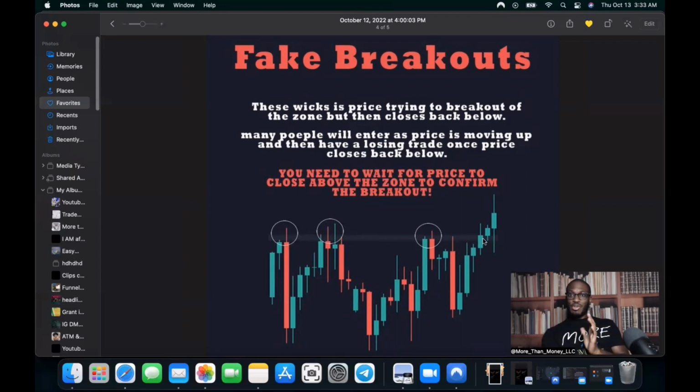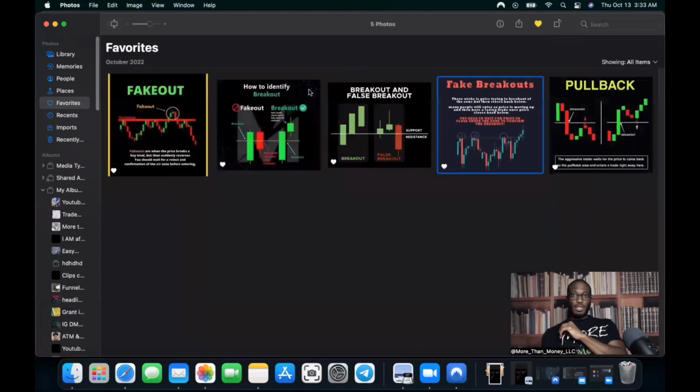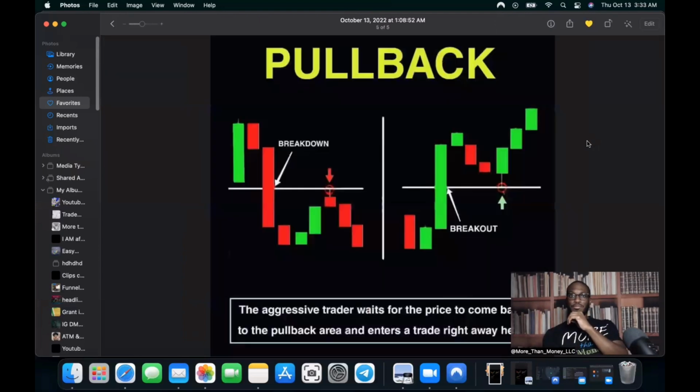Then it finally started to push through, but I would still be careful with that because look at that wick right there. That's dangerous. These are signs of those fake outs. Now we've dealt with breakouts, and we've dealt with fake outs that can fake you out. But I'm also going to touch on pullbacks.